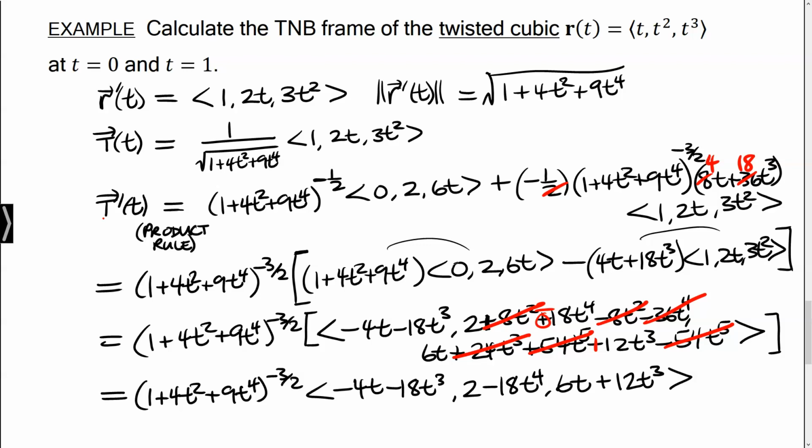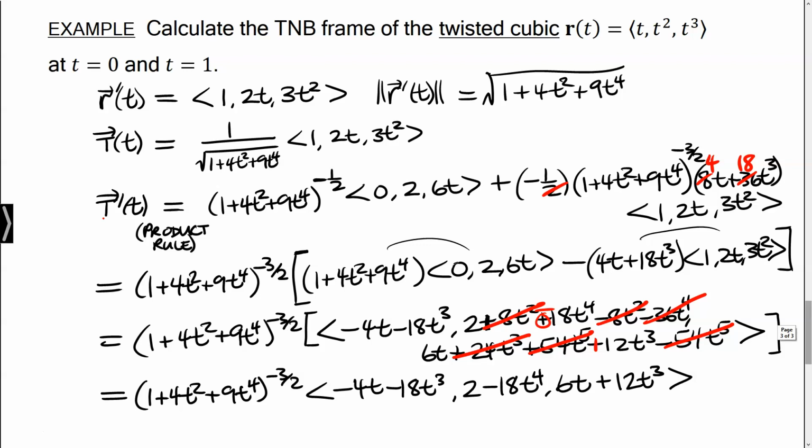Now, this looks really bad, and to be honest, it is a little bit. But remember that we're only caring about 0 and 1. So instead of trying to normalize this, which would be awful, this is not the way you want to go, even in general for T, we're just going to plug in 0 and normalize that, and then plug in 1 and normalize that. So in fact, let's just say we're at t equals 0.